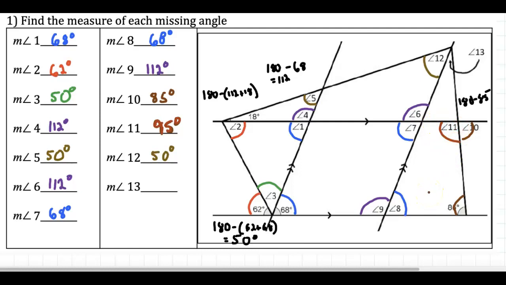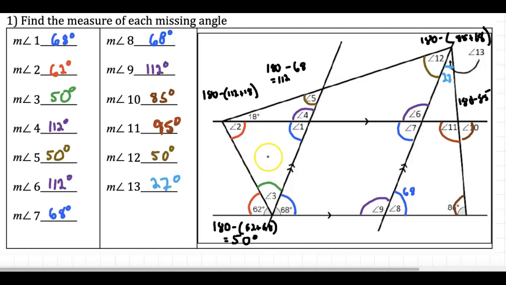And then all we have left is 13. Well, we have a triangle with that one. So we've got this number 8 was 68 and 85. So we're going to use the triangle sum to find out what the measure of angle 13 is. So I guess we'll just go 180 minus 85 plus 68. And that will give us 27 degrees. So 27 degrees.